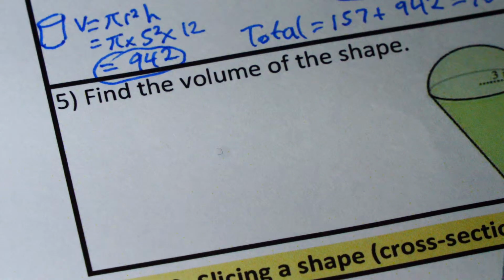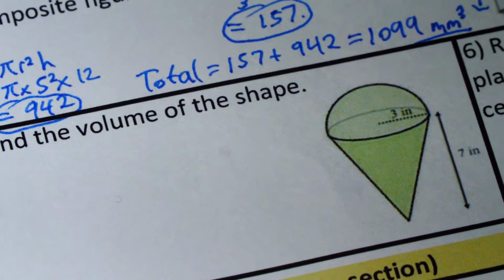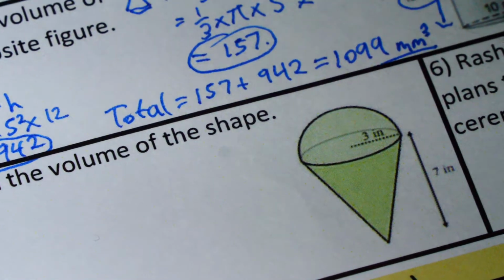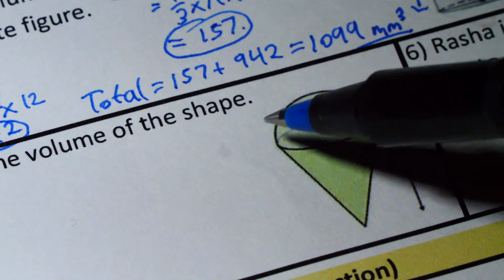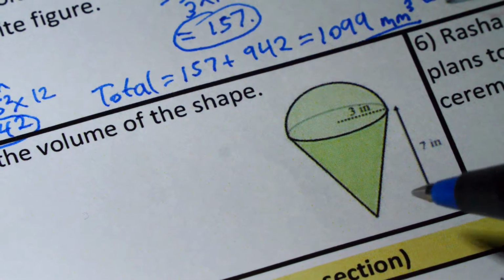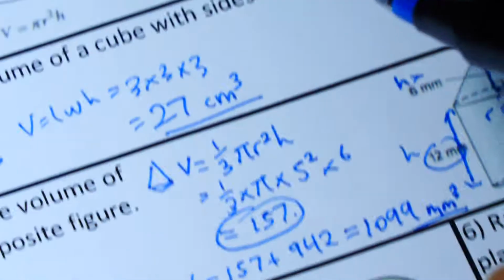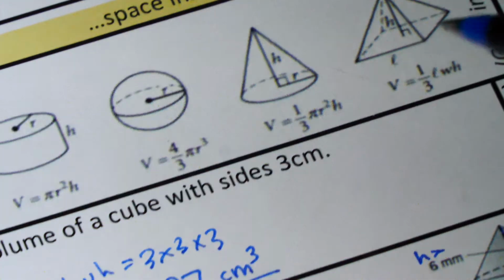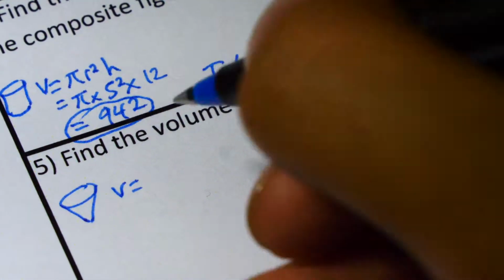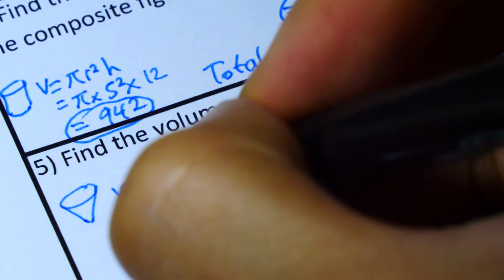Okay, question 5, find the volume of this shape. So let's start, again this is a composite shape, we have two shapes. We have a cone and a half sphere, or half ball. So let's start with the cone. The cone volume equals 1/3 pi r squared h.